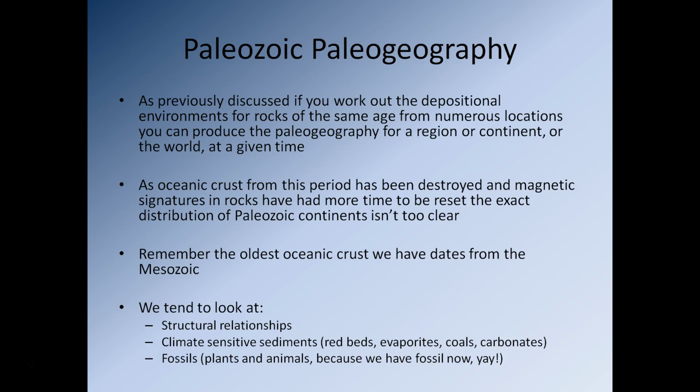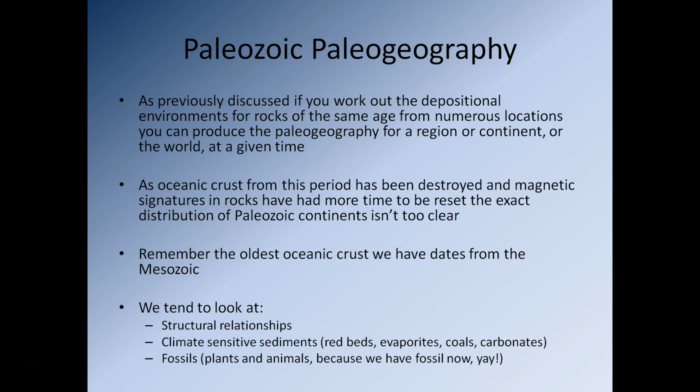We need to remember that the oldest oceanic crust we have dates to the Mesozoic. That means any oceanic crust before the Mesozoic is gone. That would have been really helpful to have, because it would have told us which way the spreading margins were pushing the continents. But unfortunately, it's gone. There's nothing we can do about it.